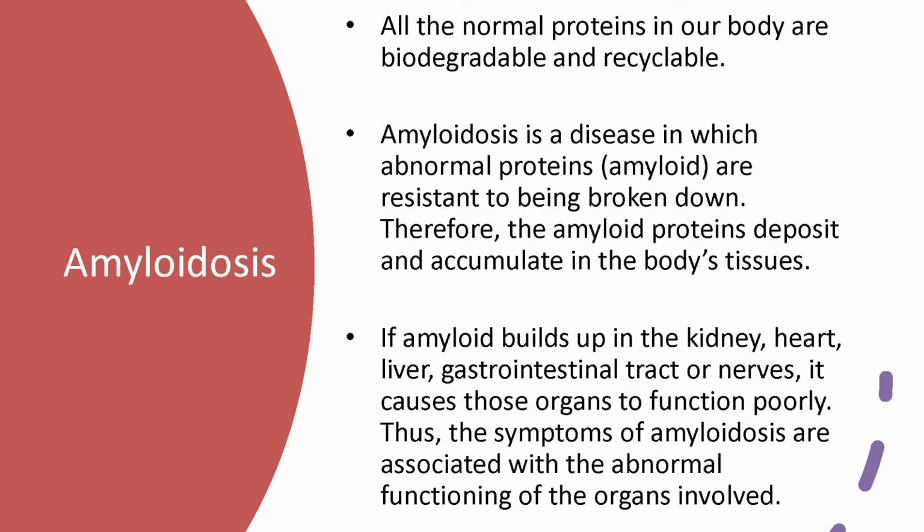If the amyloid builds up in the kidney, the heart, the liver, the gastrointestinal tract, the nervous system, it causes those organs or cells to function very poorly. Thus, the symptoms of amyloidosis are associated with abnormal functioning of the organs that are involved.